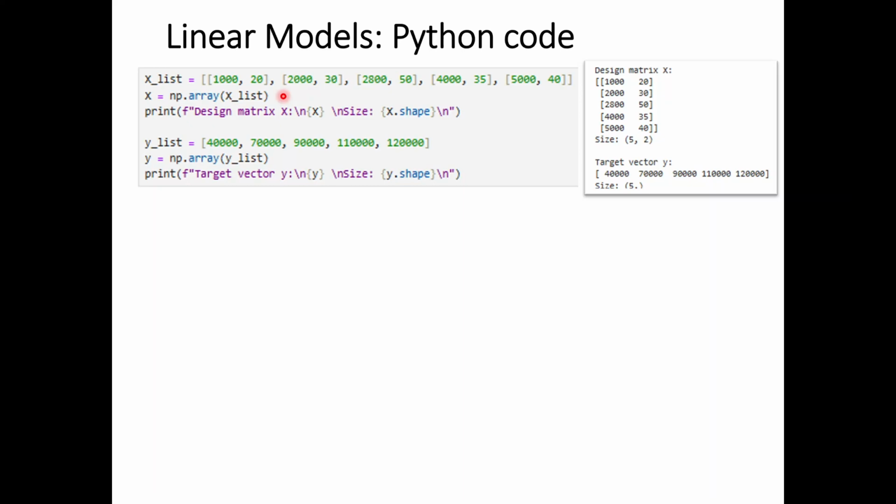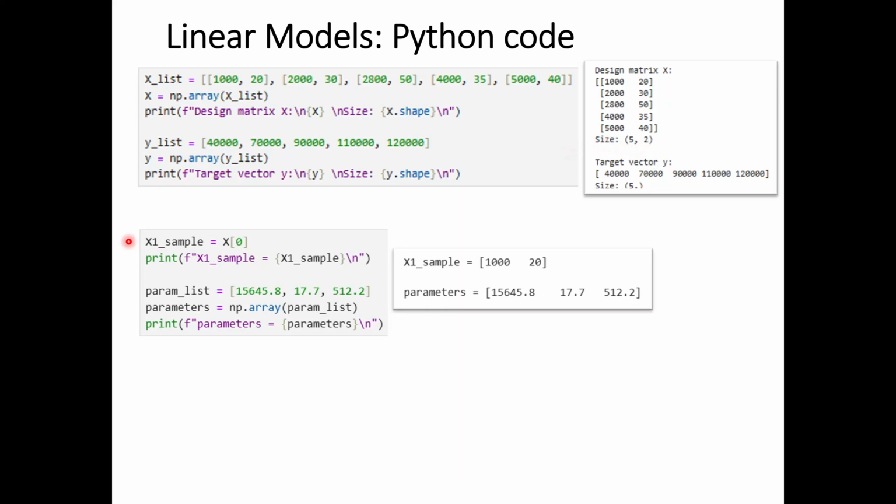Let's take a look at how to work with dot product and how to add a 1 to the feature vector in Python. First, we define the design matrix X and target vector y. It's the same example like on the previous slide, with 5 examples and 2 features. Here's the vector of the first sample. Just a reminder, in Python, indexing starts at 0. We set the parameters manually.